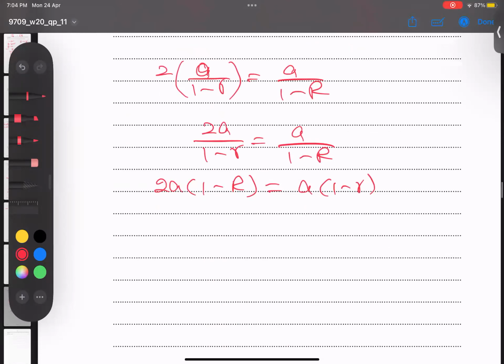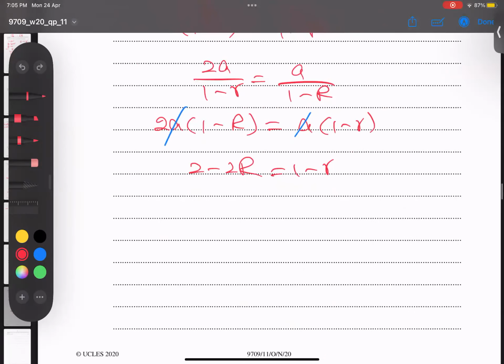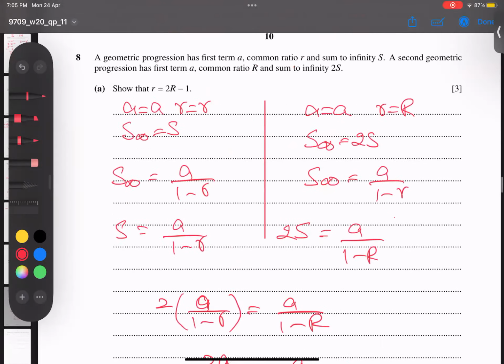So this A will go down and cancel out. So 2 times 1, 2 times R equals 1 minus r. And what is my target? To make small r the subject. So this r goes there and these values go on the other side: 1 minus 2 plus 2R. And finally, I get 2R minus 1. So I hope the point is very clear. He has proved.